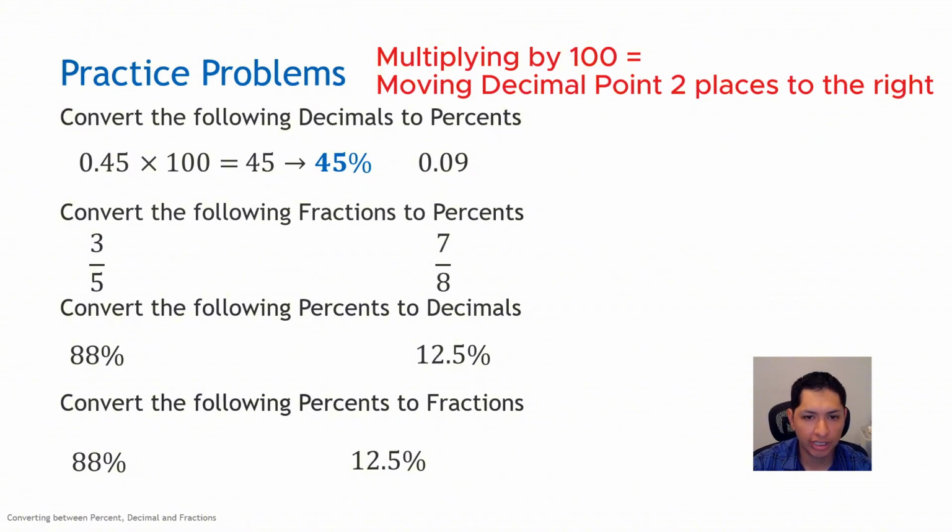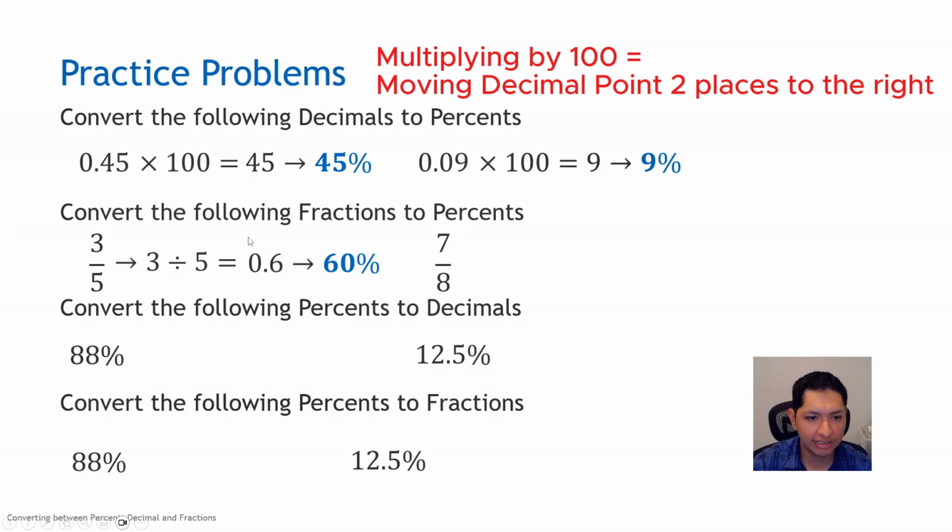For 0.09, same thing, I multiply by 100, and that becomes a whole number of 9, and then I add the percent sign. To convert the following fractions to percents, we remember that fractions are really just division problems, so we divide the numerator by the denominator. So 3 over 5 becomes 3 divided by 5, and if you solve that, it gives us a decimal of 0.6. Then you move the decimal point 2 places to the right and convert it to a percent sign, so it becomes 60%. Same with 7 over 8.